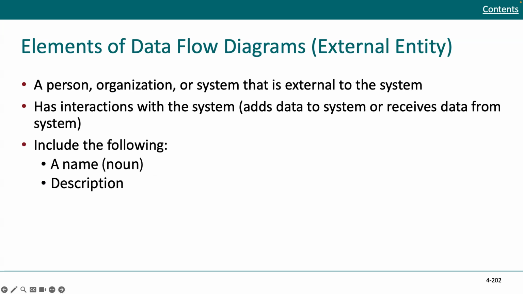And then for external entity, a person, organization, or system that is external to the system is what's captured with this. It has interaction with the system, and it includes a name and a description.